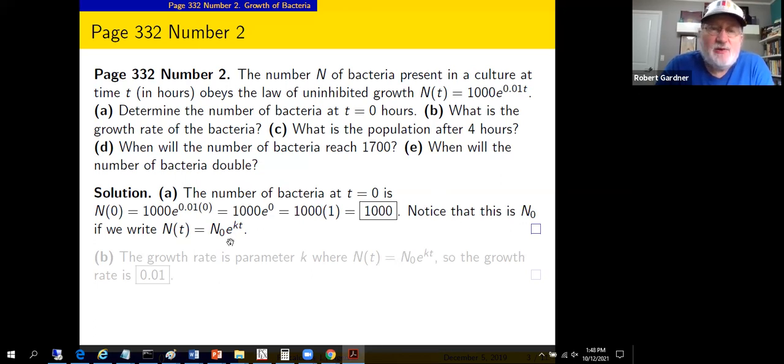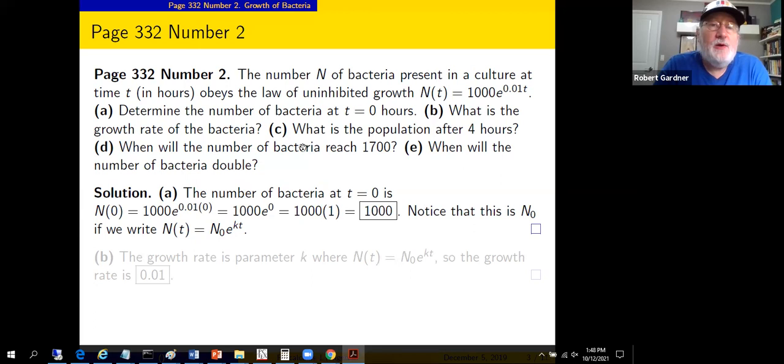This is n sub 0. Were we to write the function as n of t equals n sub 0 e to the kt, this is exactly what we had in the notes. Well, I guess we used the symbol a instead of the symbol n, but it's the same model.